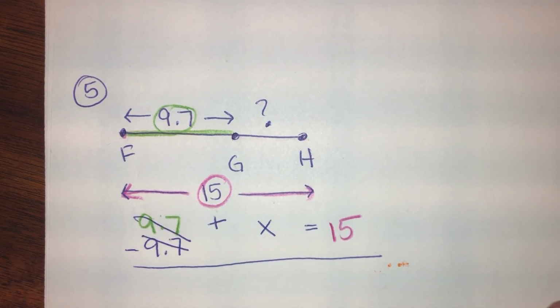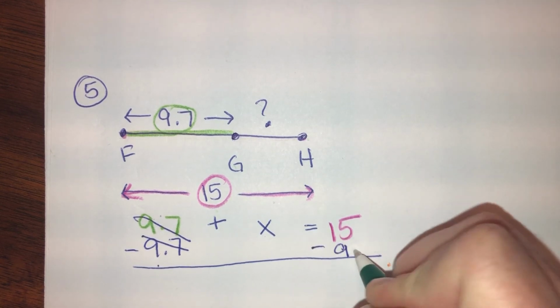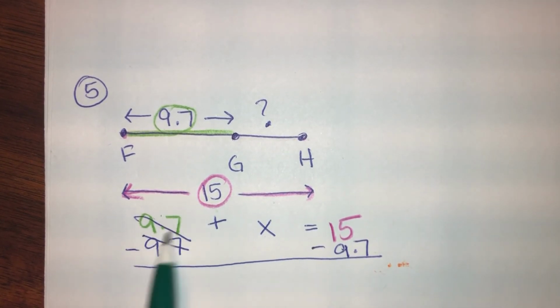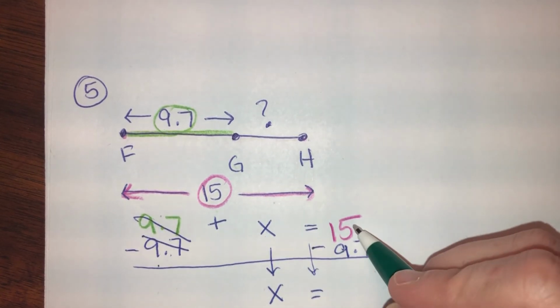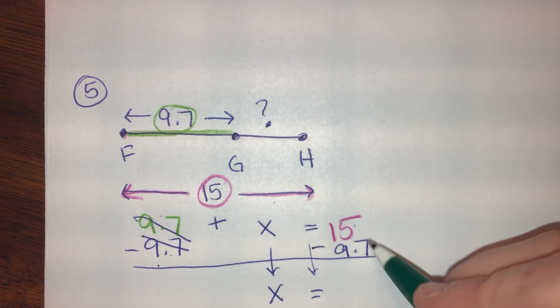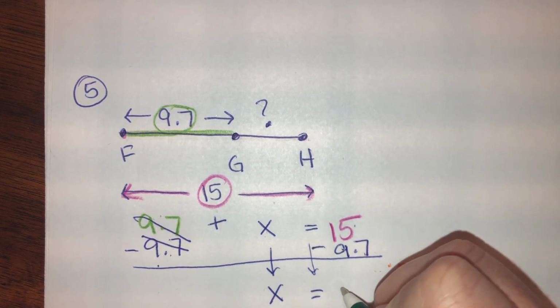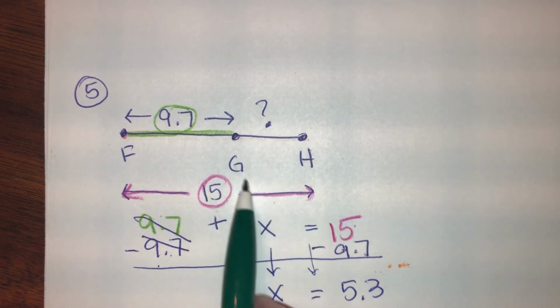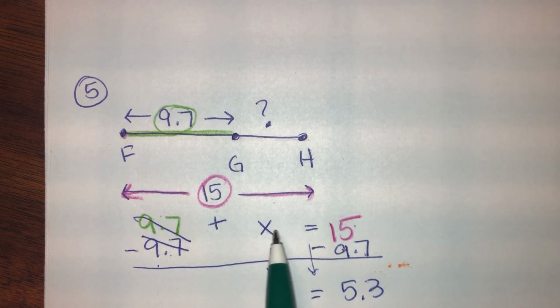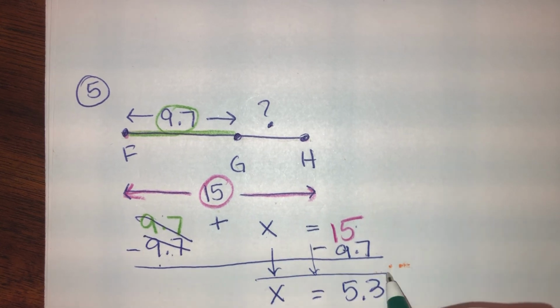To keep both sides equal, if I subtract 9.7 over here, I have to do the same thing on this side of my equal sign. So minus 9.7. On this side, they canceled, so that goes away. It's just 0. I'm going to bring down this X and bring down my equal sign. Then 15 minus 9 is 6, and minus 9.7 would be 5.3. So the length of this missing piece right here is 5.3 units, 5.3 millimeters.